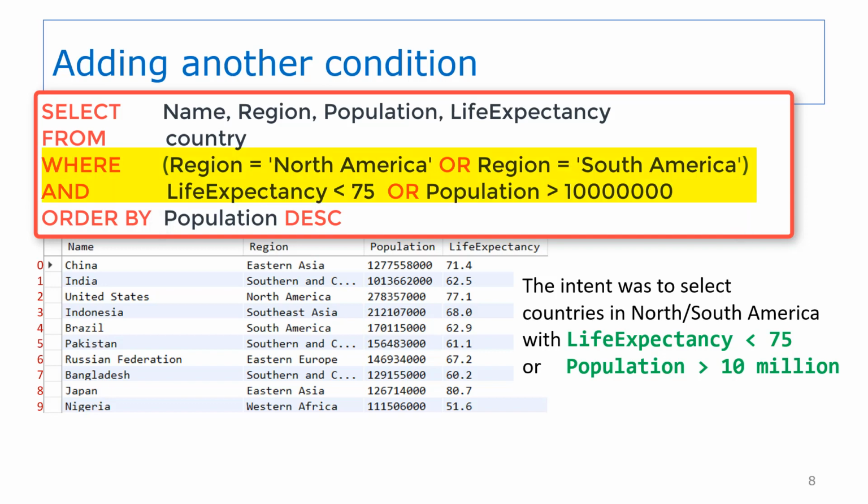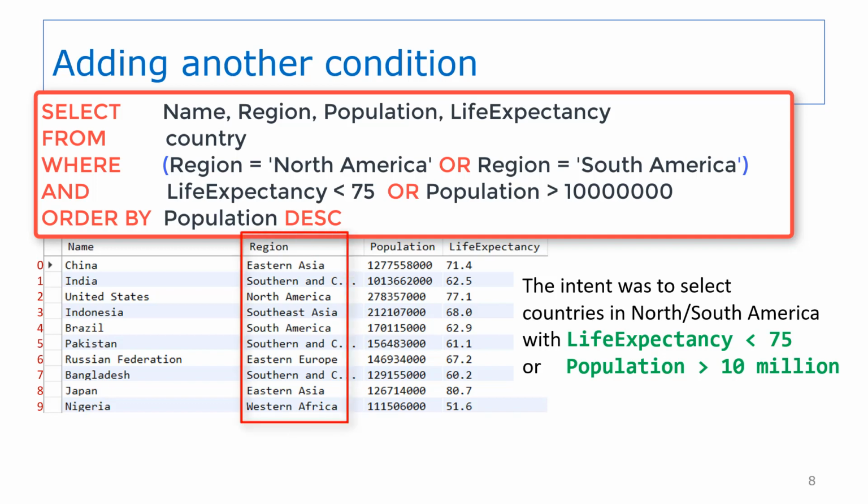To make it a bit easier to work with, we've now split the where clause into a second line. We've added in the condition to test for the population over 10 million. But when we run this statement, we're back to getting the wrong data. This time we're seeing lots of countries that are not in North or South America. Let's track this one through to make sure we understand it.